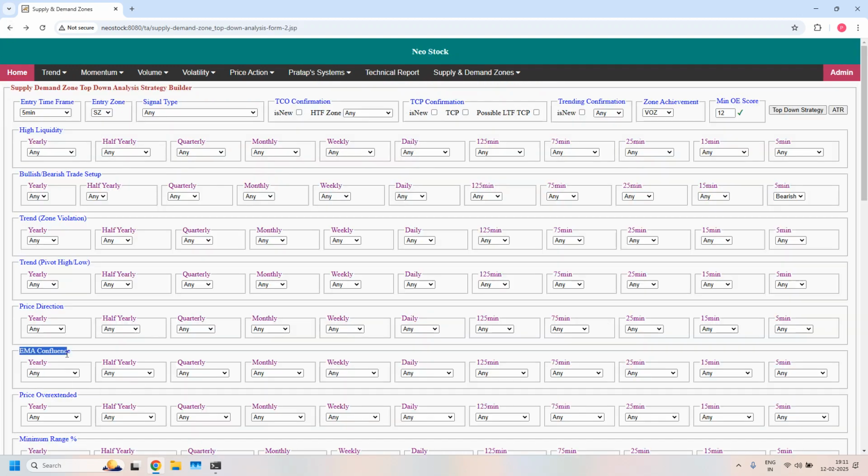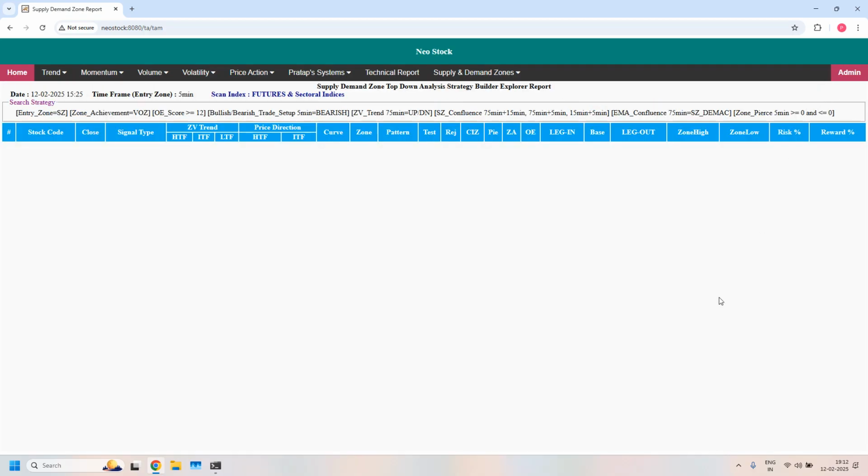So in the EMA confluence at 75 minutes time frame, I am setting the filter 75 minute supply zone is having daily EMA confluence or not, and the trend at the 75 minutes time frame should not be sideways, so it can be up or down. With these filters, we did not get any stocks. So none of those daily zones.